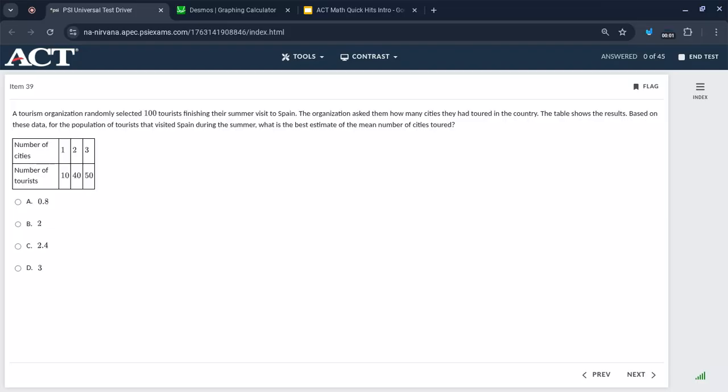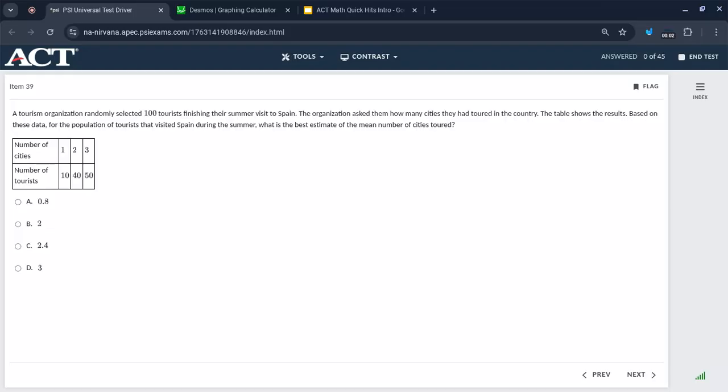Okay, so a lot going on in that explanation there. We look at our table, right? We have number of cities visited, 1, 2, or 3. And then this is the number of tourists that responded, right? 10 said they visited 1, 40 said they visited 2, and 50 said they visited 3. It wants the mean. So the tricky thing about this, and actually the annoying thing about this, is that it's not just a standard input-output table, right? The cities visited is weighted based upon the number of tourists that visited there, right? So we can't just average 1, 2, and 3 and be done. However, I'm pretty sure that's one of the answer choices.